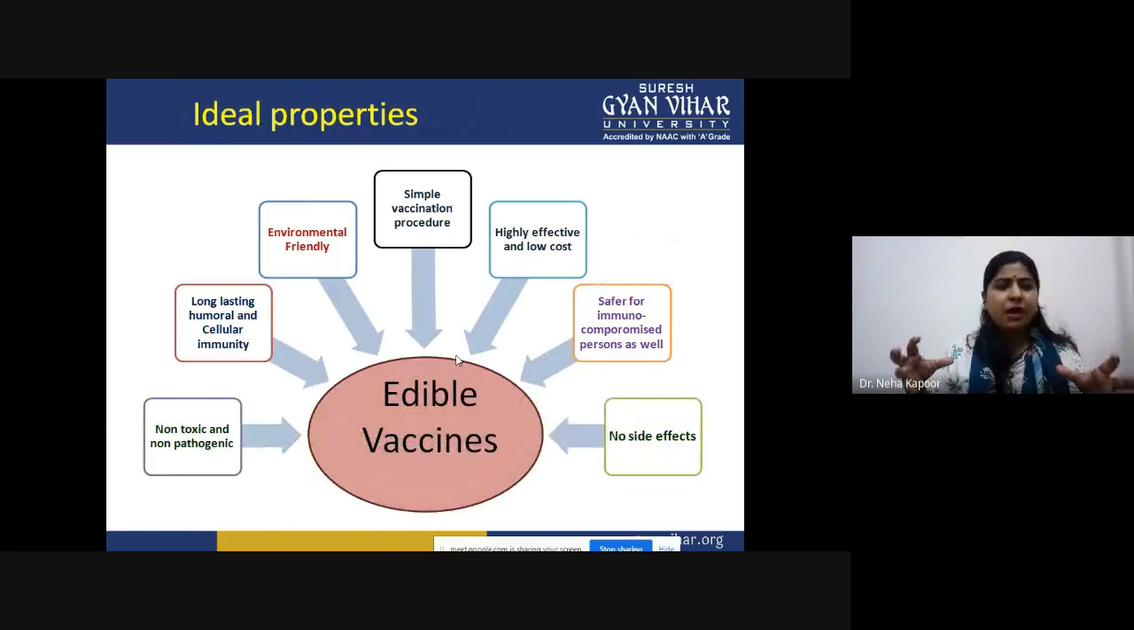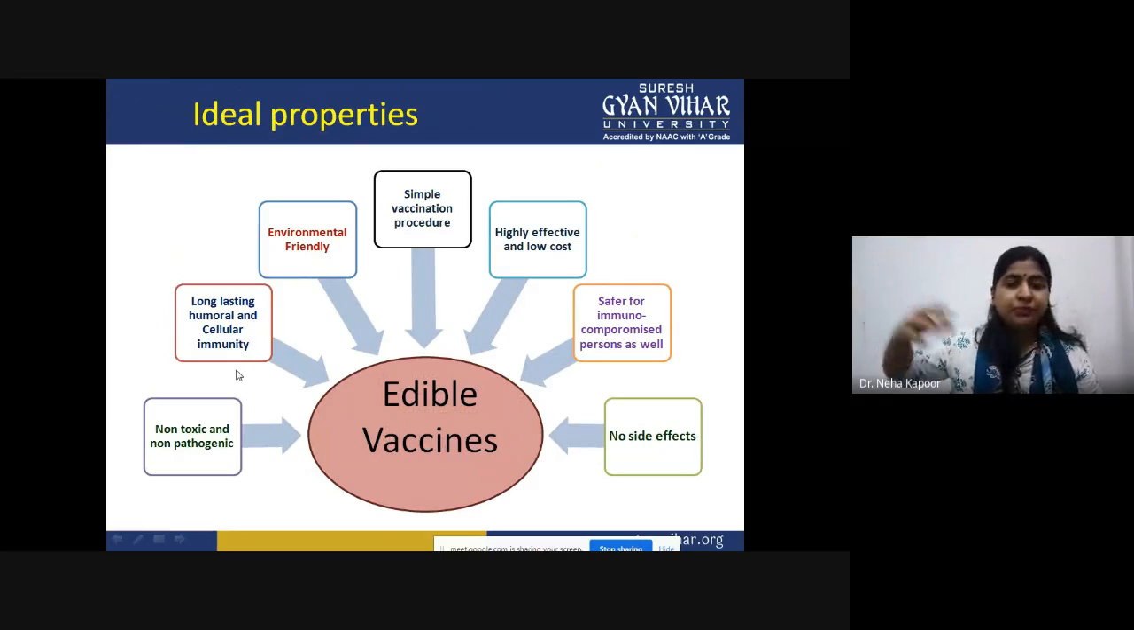However, there are a few ideal properties if you want to develop an edible vaccine. First of all, it should be non-toxic and non-pathogenic in nature. It shall provide a long-lasting immunity, humoral as well as cellular. It should be environmentally friendly. That means it shall not cause any kind of harm to the environment. The vaccination procedure should be quite simple. However, it would be quite simple because it is edible. It should be highly effective and cheap. It should be safer for immunocompromised people also, and there shall be no side effects.